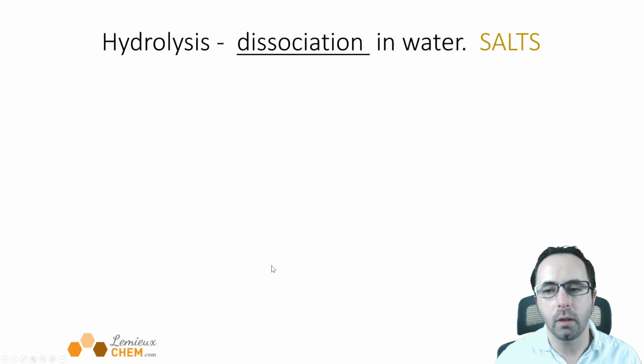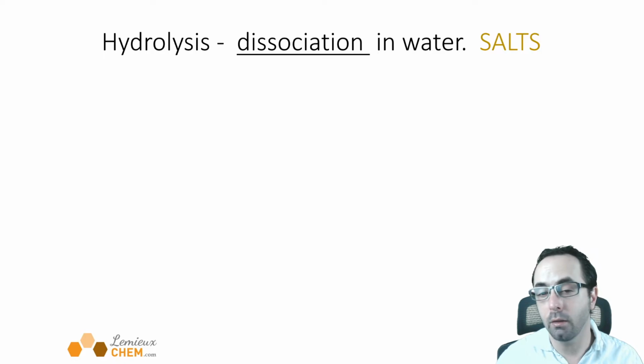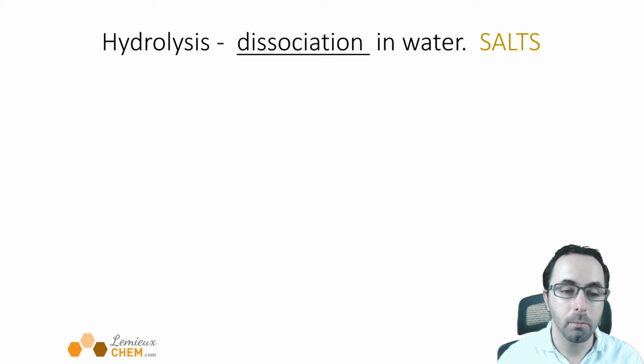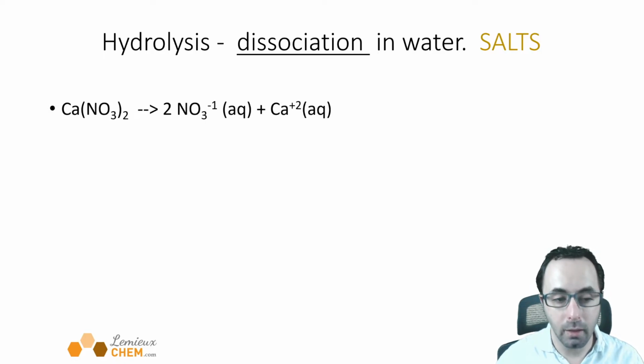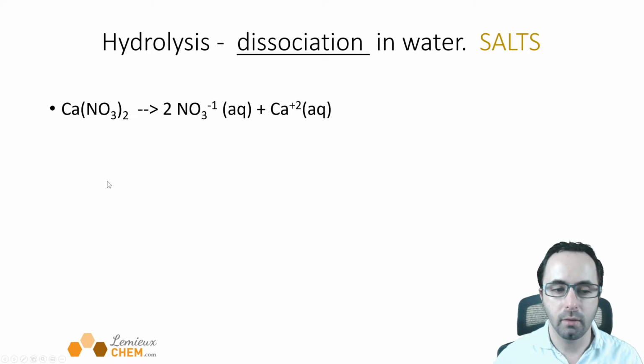And finally, though, we're going to talk about salts. So again, salts are just ionic compounds that do not contain hydroxide and are soluble in water. So calcium nitrate, for example, is an ionic compound that is soluble in water and does not contain hydroxide. So it is a salt.